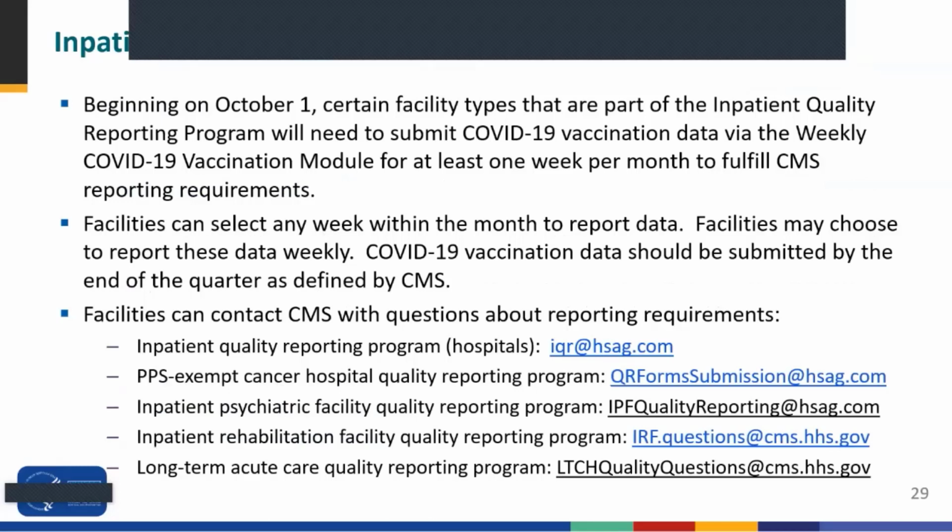So beginning on October 1st, certain facility types that are part of the Inpatient Quality Reporting Program will need to submit COVID-19 vaccination data via the weekly COVID-19 vaccination module 1 week a month to fulfill CMS reporting requirements. Facilities can select any week within the month to report data. Facilities may choose to report these data weekly. COVID-19 vaccination data should be submitted by the end of the quarter as defined by CMS. Facilities can contact CMS with questions about reporting requirements using the email addresses provided on the slide.